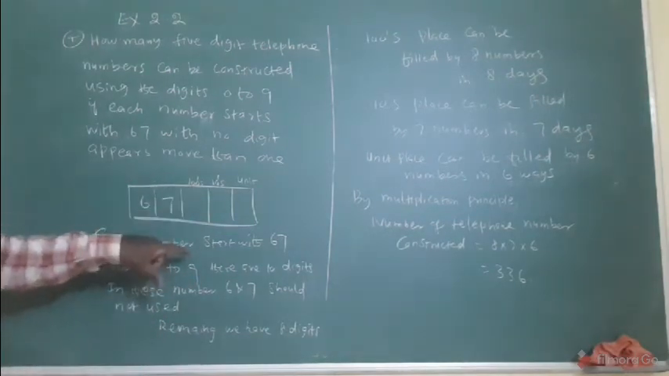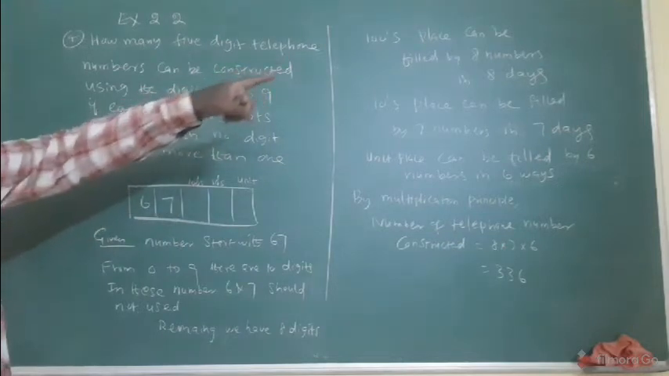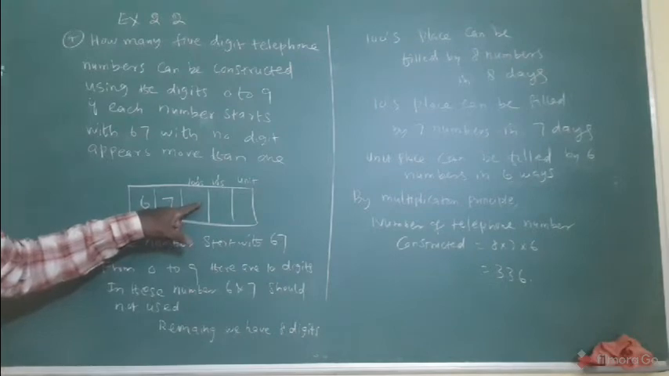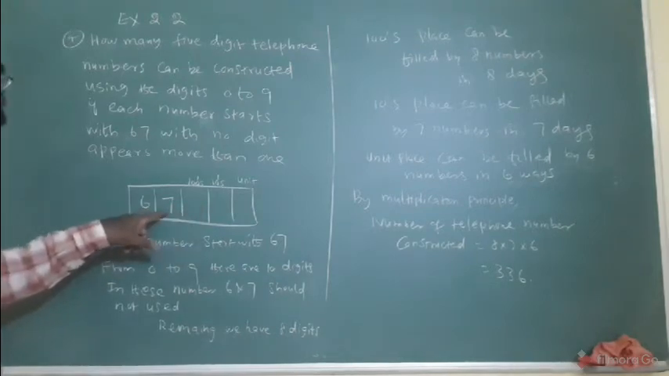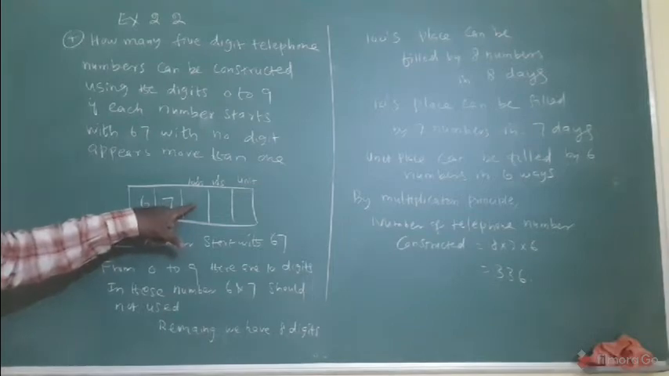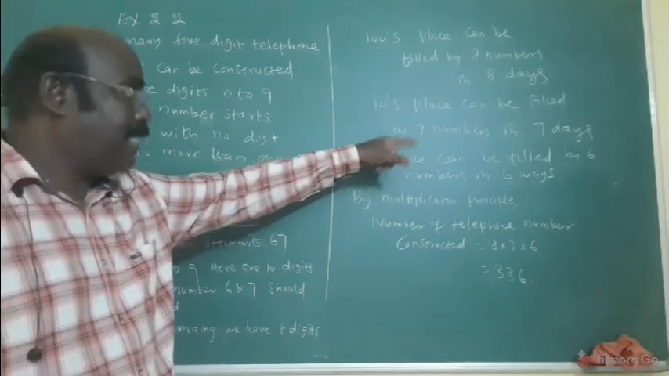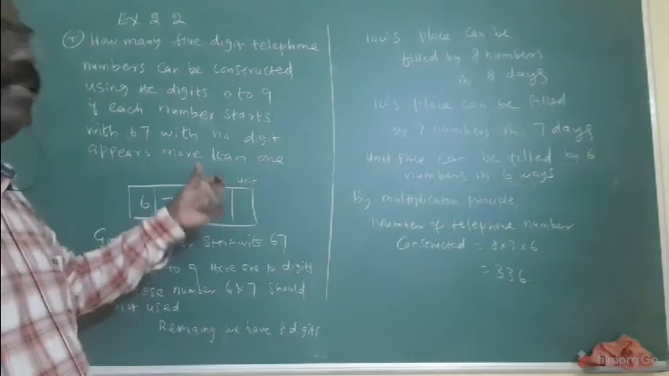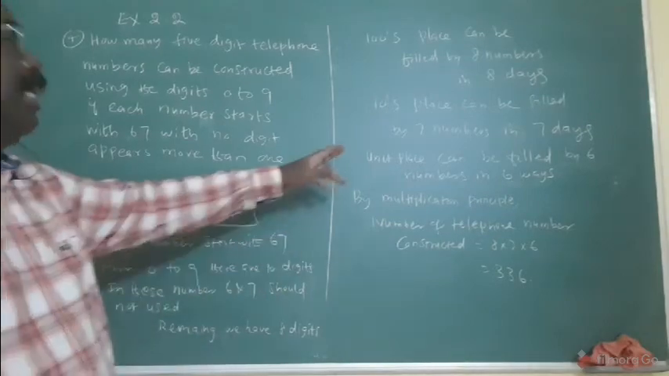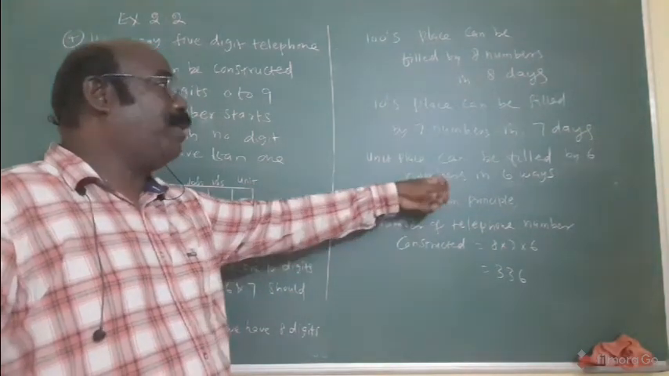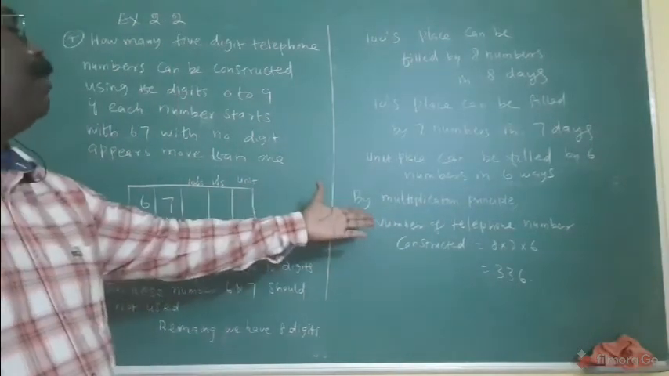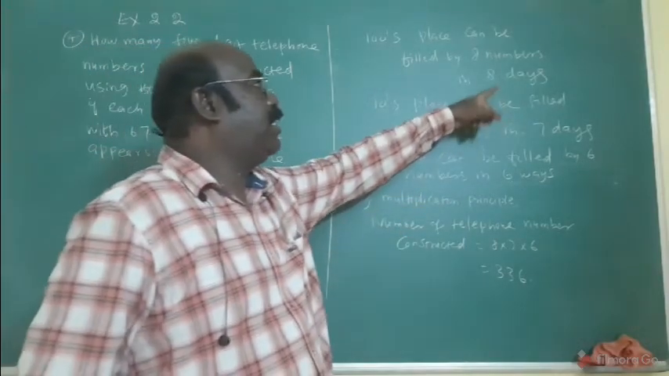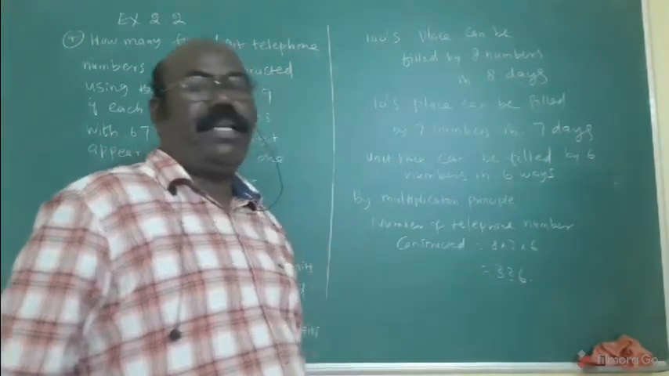Now here the 100th place can be filled in 8 numbers, 8 numbers are there, in 8 ways. Particularly, here 2 numbers, here 1 number allotted. What is the remaining number? Only 7 numbers. The 10th place also can be filled in the remaining 7 numbers in 7 ways. Here also numbers allotted, 4 numbers allotted. Am I right? Remaining numbers are 6. Again, the unit place can be filled by 6 numbers in 6 ways. Therefore, by the multiplication principle, the number of telephone numbers constructed: 8 ways, 7 ways, 6 ways. You want to multiply and take the answer.